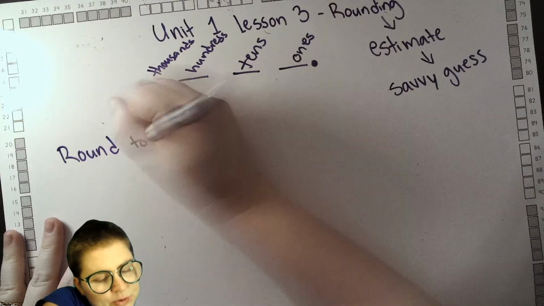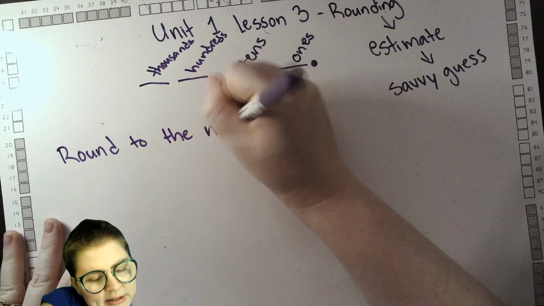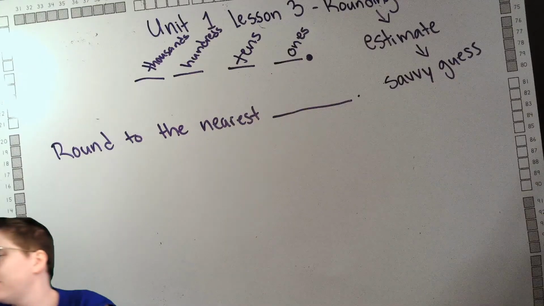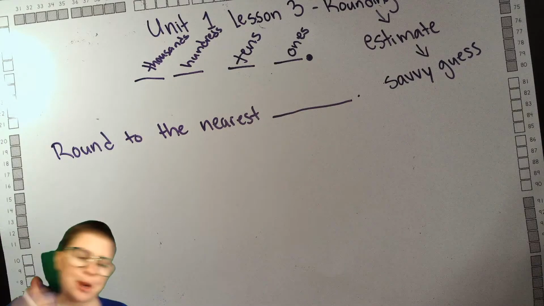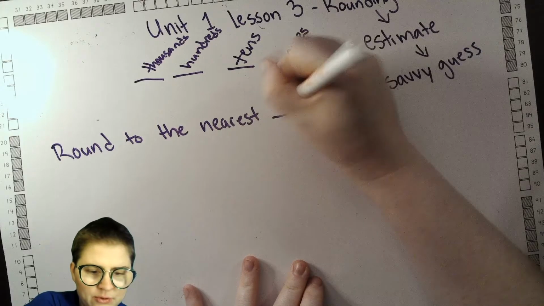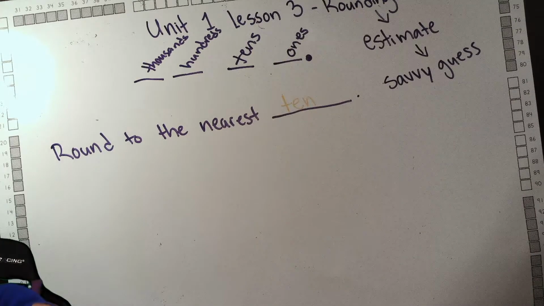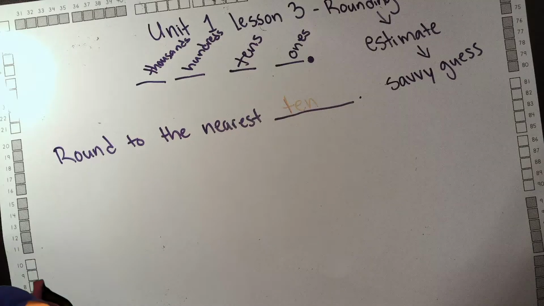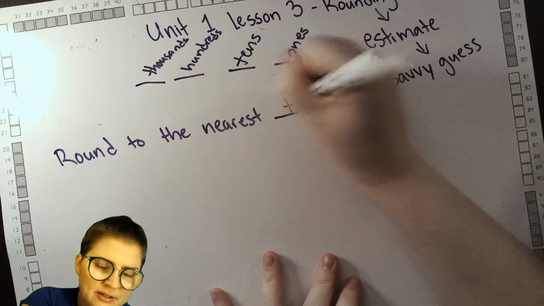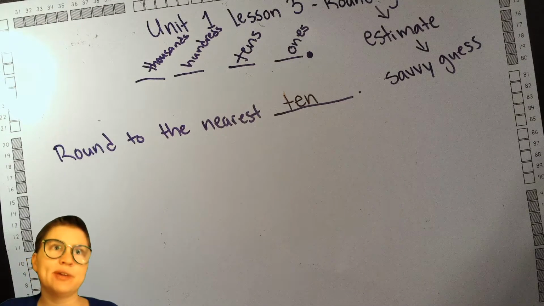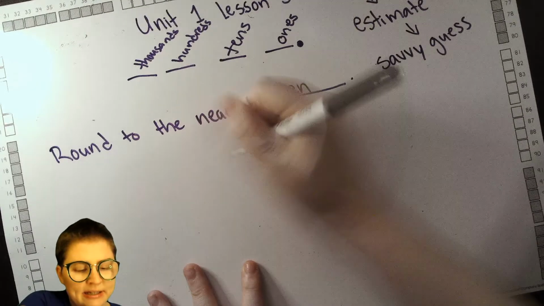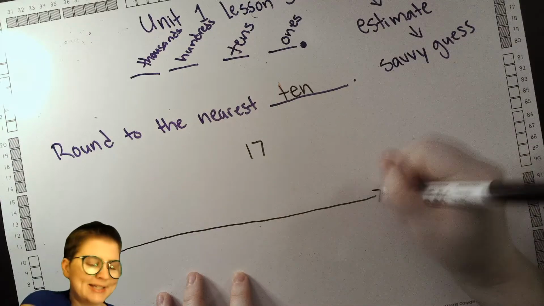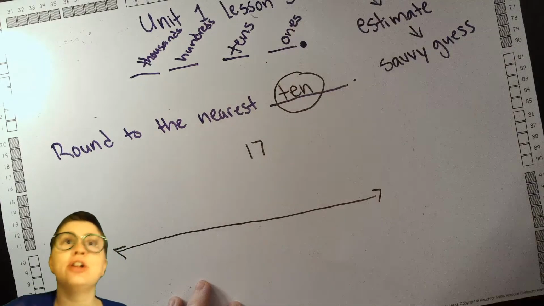And you'll often hear someone say, round to the nearest, and then they'll insert a place value, like they'll say round to the nearest 10. Round to the nearest 10. And let's talk about what that means. So if they give you a number like 17, they want you to identify what 10 it is the closest to or nearest to.